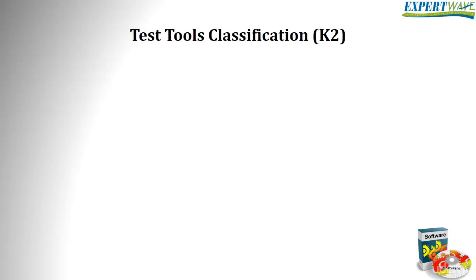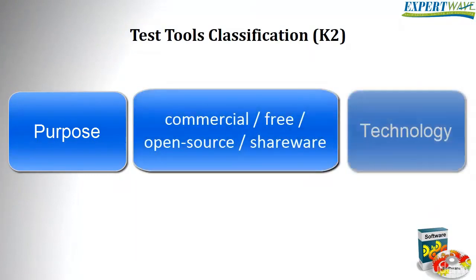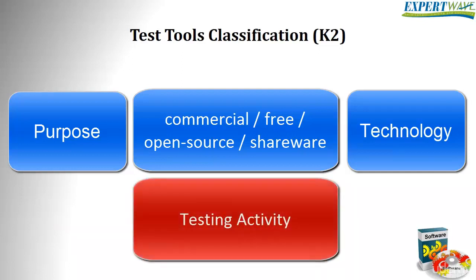There are a number of tools that support different aspects of testing. Tools can be classified based on several criteria, such as purpose, commercial, free, open source or shareware, technology used, and so forth. Tools are classified in this syllabus according to the testing activities that they support. Some tools clearly support one activity, others may support more than one activity, but are classified under the activity with which they are most closely associated.